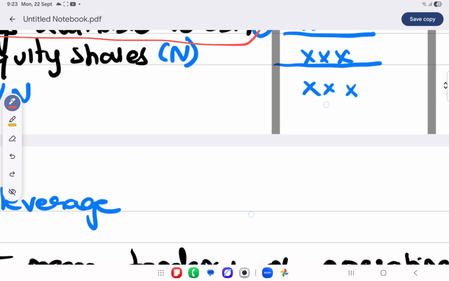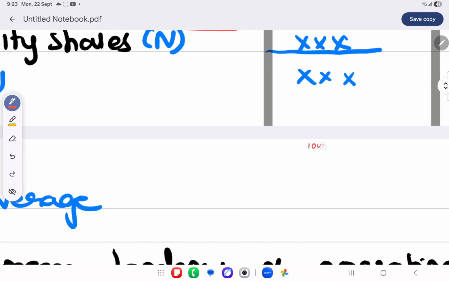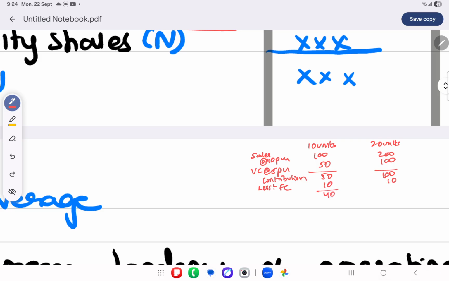Taking an example where there are 10 units and 20 units. Sales at rupees 10 per unit, we have sales of 100 rupees and 200 rupees. Variable cost at 5 per unit, we have variable cost of 50 rupees and 100 rupees. So contribution is 50 and 100. Less fixed cost of 10 and 10, which gives 40 and 90. With this small example, we'll understand what is operating leverage.